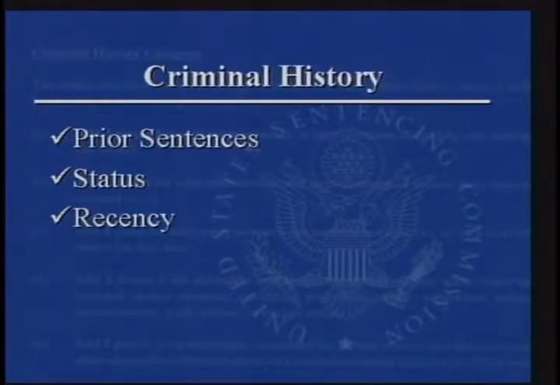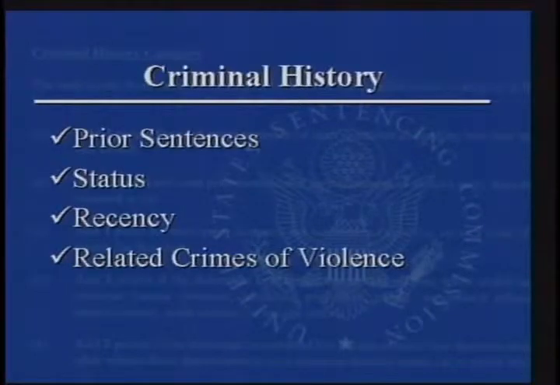We'll look at the issue of recency. Was the defendant recently released from incarceration on a sentence? And finally, we'll talk about related crimes of violence. Now, before we talk about assigning criminal history points, we need to have two important pieces of information. First, we need to determine whether a sentence of imprisonment was imposed upon a prior sentence, and if so, we need to determine the length of that term of imprisonment. And then we need to determine when that sentence was imposed. So we need to have the date of that imposition of sentence.